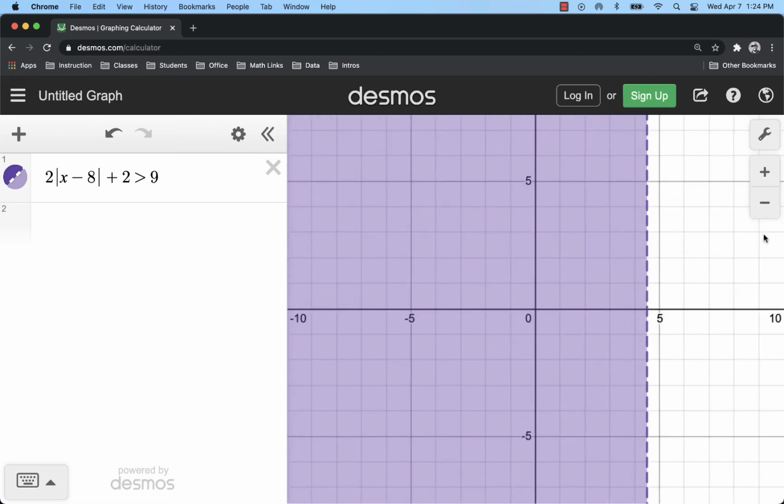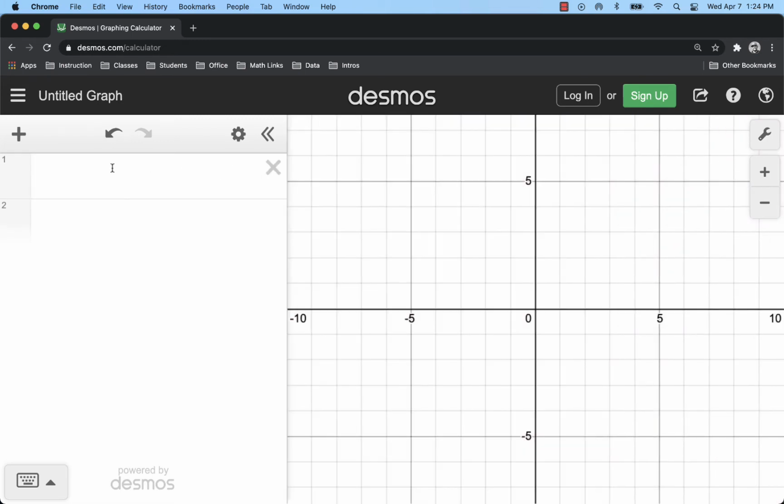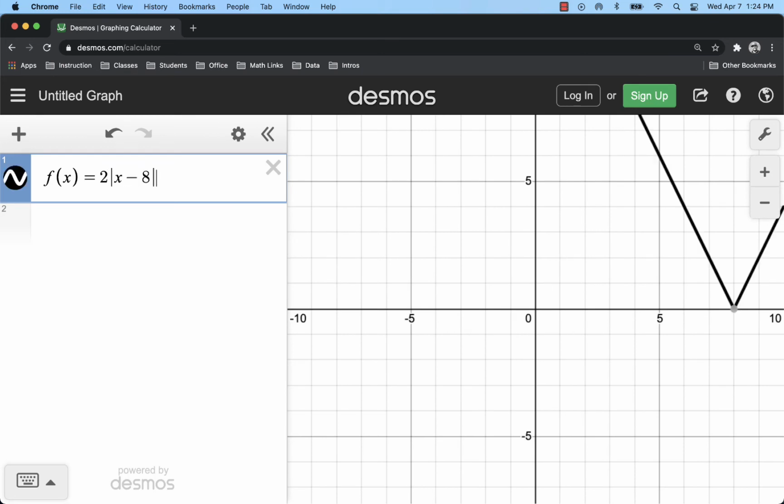So let's go back to center, clear it out, and start over. This time I'm going to enter the left-hand side of the inequality as a function. F of x equals 2 times the absolute value of x minus 8 plus 2. And there we can see the actual behavior of the left-hand side of the inequality, and it's typed in function notation, so it gives us a little bit more use for it.